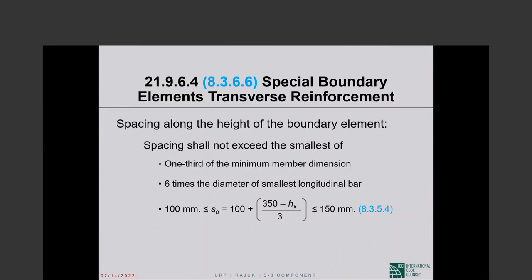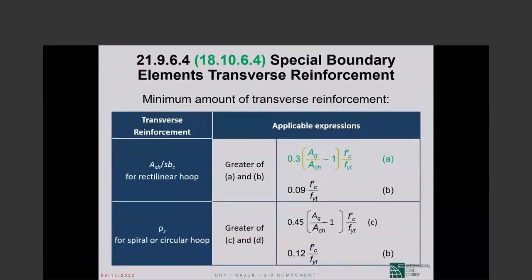As we go from a column to a special shear wall boundary element, there are only two relaxations. Special shear wall boundary element reinforcement is the same as a special moment frame column reinforcement, with two exceptions. One exception is that 1/4 of the minimum plan dimension in the case of columns is relaxed to 1/3 of the minimum dimension of the boundary element.